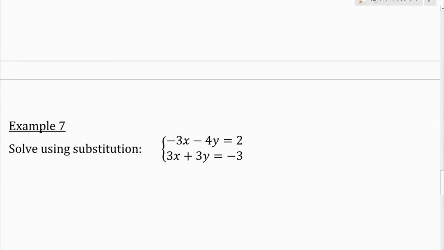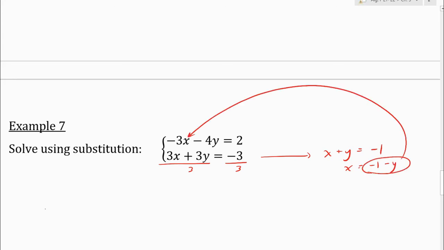Now this one, you do not have a variable just sitting there by itself at any point in time, but you do have an equation down here where every single number in it will divide by 3. So what if I divided both sides by 3 to start? Then I'd get x plus y is negative 1. And then I can just rearrange for either one I want. And I'll take that, plug it in the other.